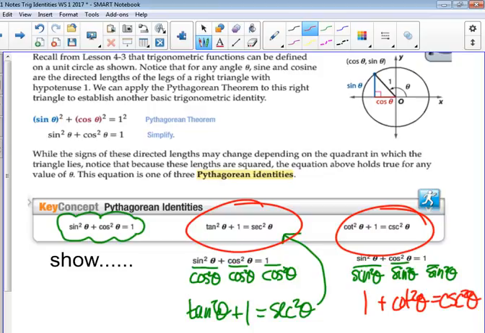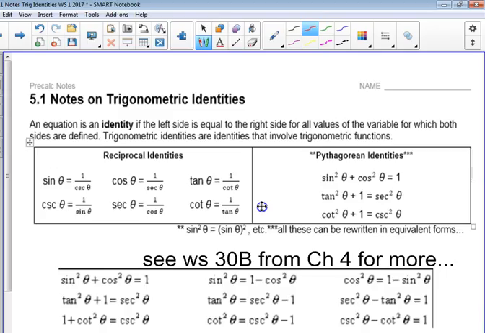What you also need to know is that those will get rearranged all the time. I have an example here, sine squared plus cosine squared equals 1. If you wanted to get the sine squared by itself, it would be 1 minus cosine squared. Everybody remember this? If you wanted to get the cosine squared, it'd be 1 minus sine squared.